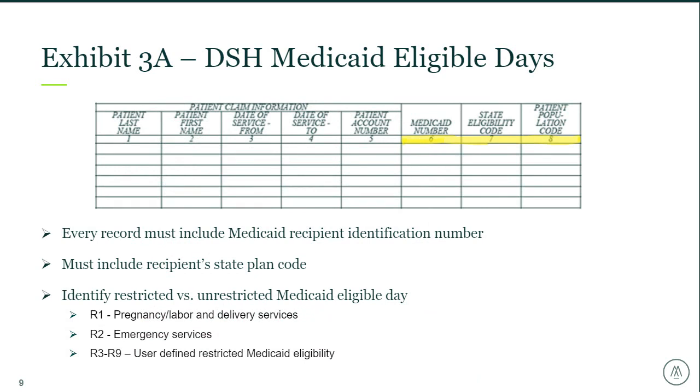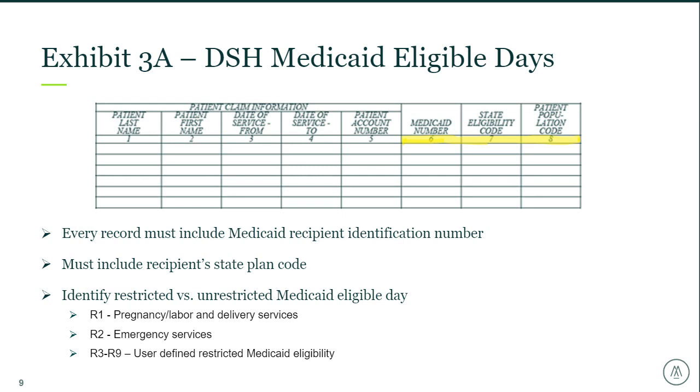So I've highlighted columns 6 through 8. Starting with column 6, for every record, you must provide the Medicaid ID number. For a newborn baby born to a Medicaid eligible mother, you are to enter the mother's Medicaid ID in this column. Column 7 requires the provider to enter the Medicaid eligibility program code the recipient is eligible for on the days claimed in the exhibit. If the patient is eligible for more than one code, you're to report the additional state plan codes in column 18 that you'll see on the next slide.